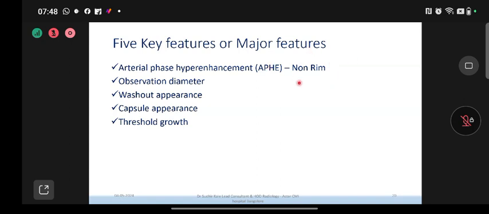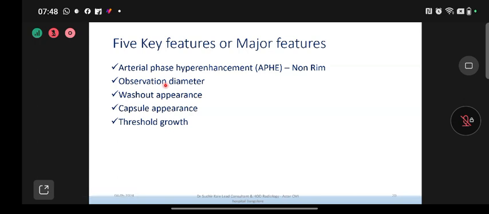It should not have complete circularity, because a few other things, like peripheral circular enhancement, can come in cholangiocarcinomas, or peripheral interrupted enhancement can come in hemangiomas. That's why. But what we have to remember is that it is an arterial phase hyperenhancement. The second one is observation diameter.